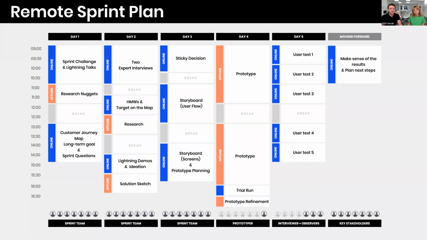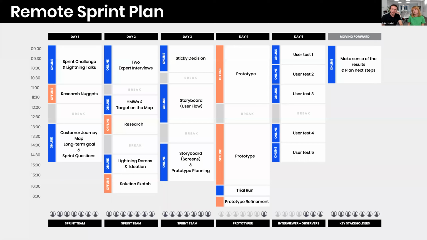So I'm not taking into consideration the work you're doing before the sprint, which is the problem framing, your groundwork, gathering information, all of the logistics. So that's not in here. We're focusing just on the actual sprint itself. So we're doing it in 5 days. When we're doing it in person, we're doing it over 4 days. So it's one extra day.